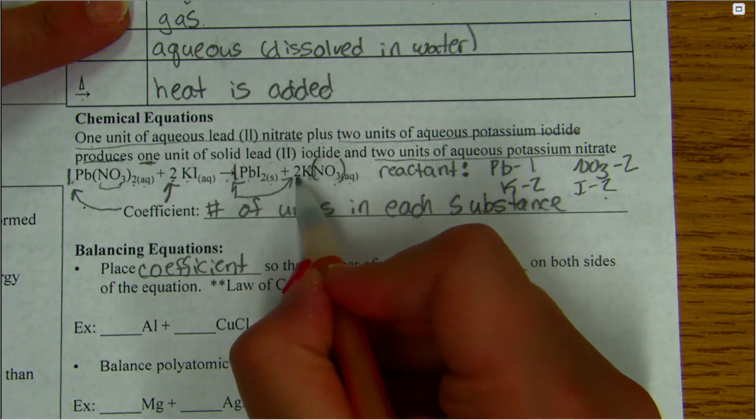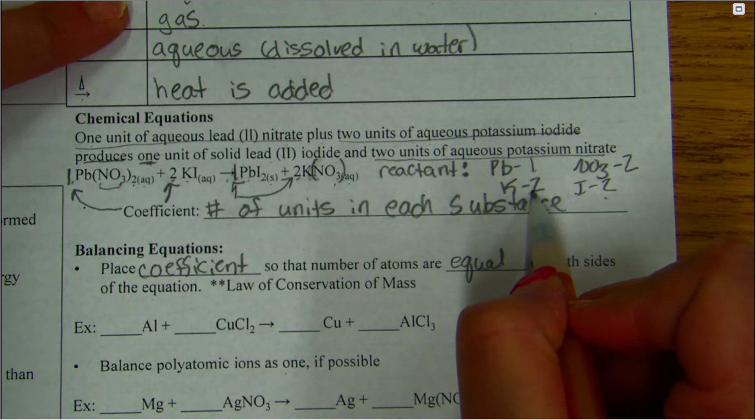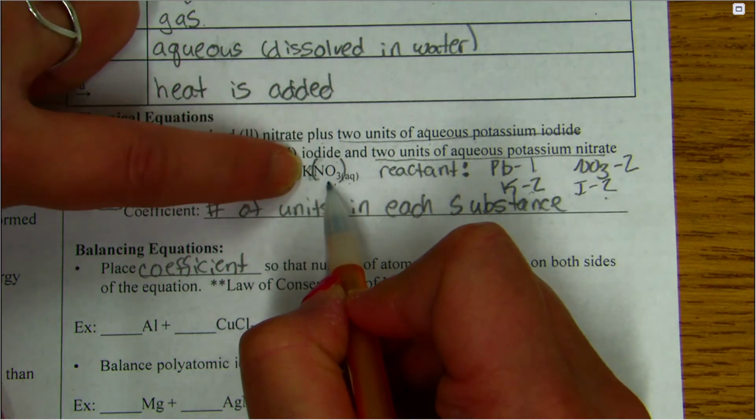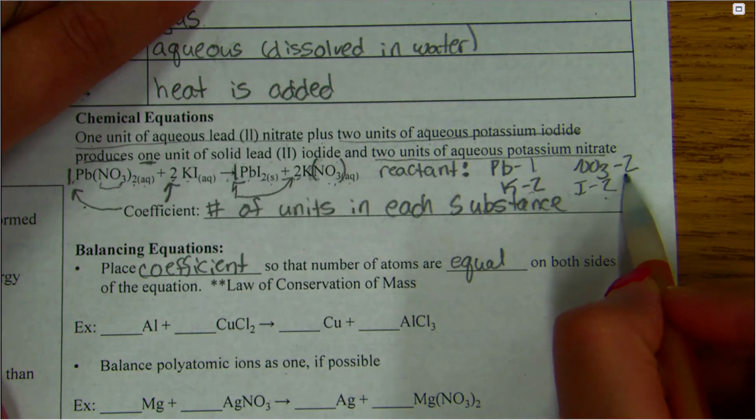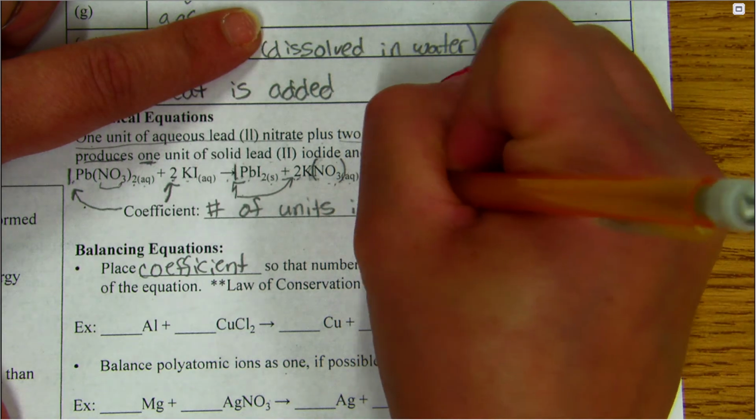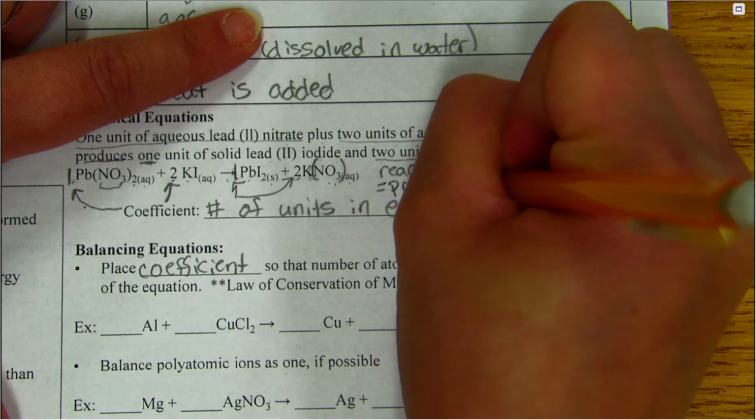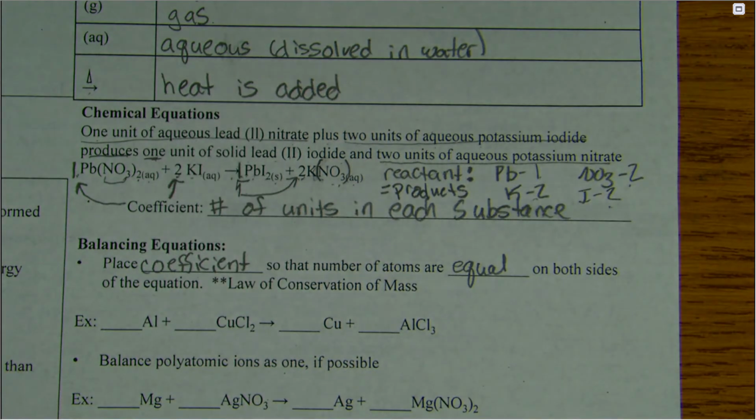And 1 times 2 is 2. I have 2 potassiums. I have 1 nitrate to begin with. And 1 times 2 is 2. So my reactants equaled my products. So the law of conservation of mass has been fulfilled.